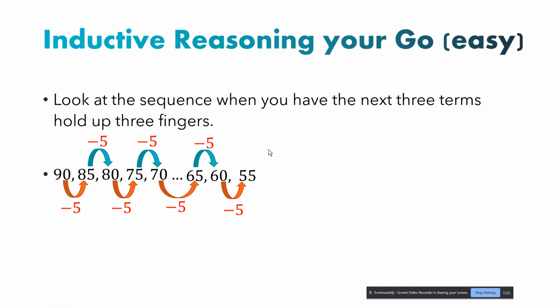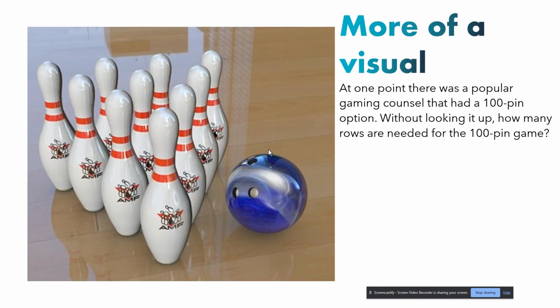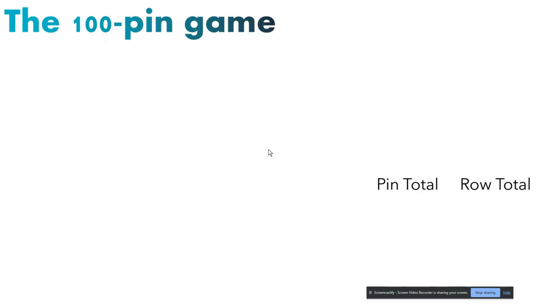Sequences are inductive reasoning. Now for something more visual. At one point, there was a popular gaming console that had a bowling game. Think of Wii bowling. Without looking it up, how many rows would be needed for a 100 pin game? So we can start setting up the bowling game.